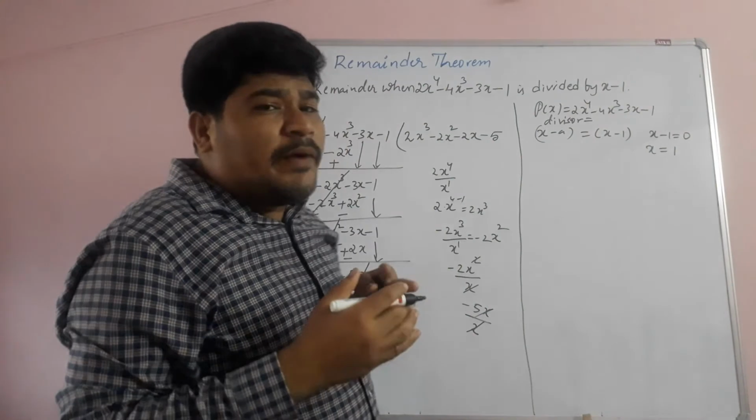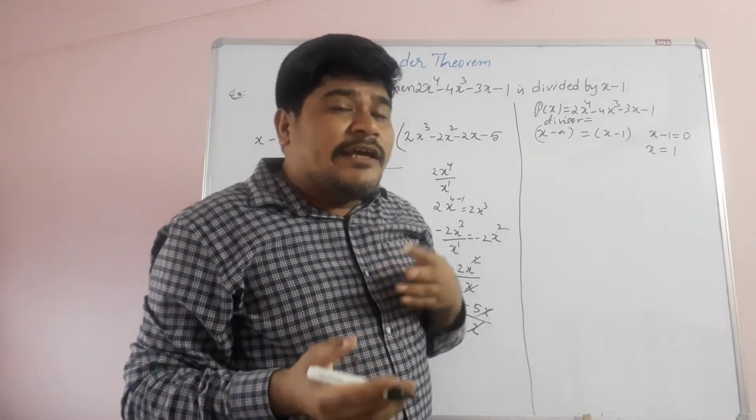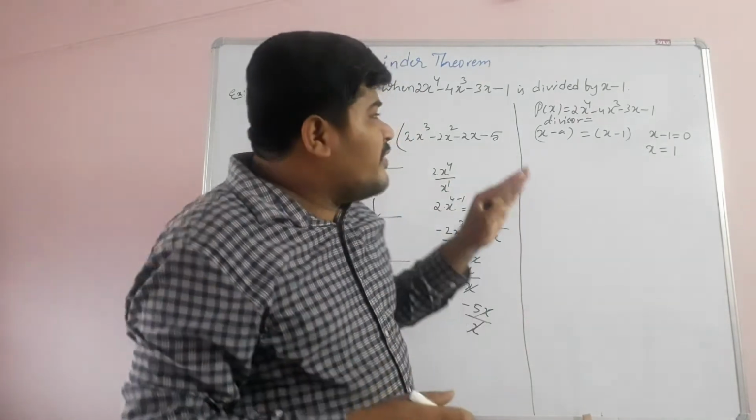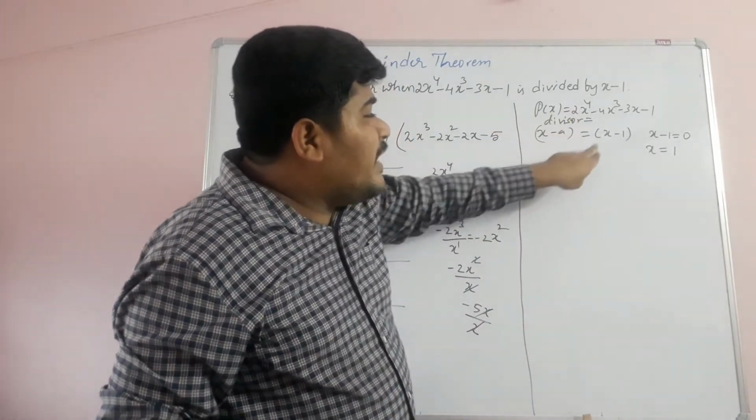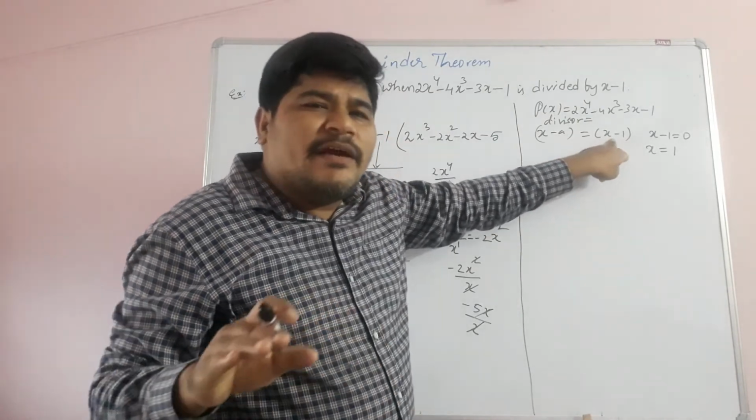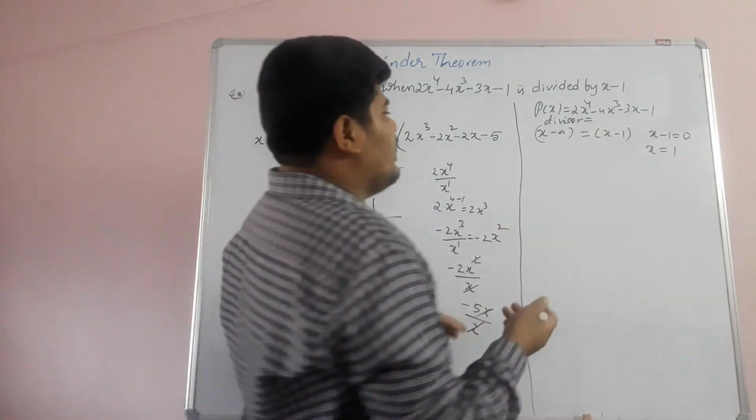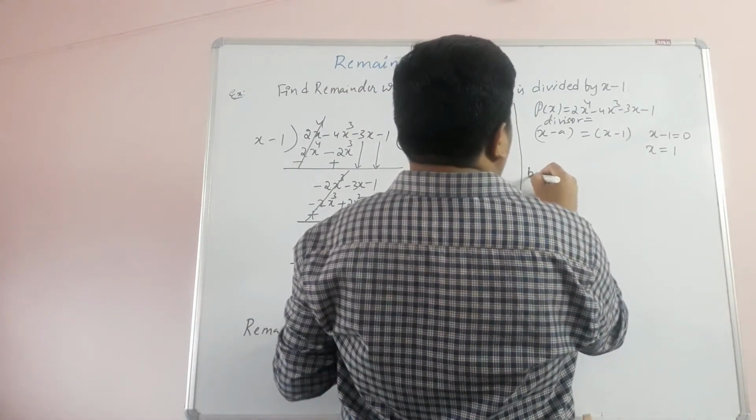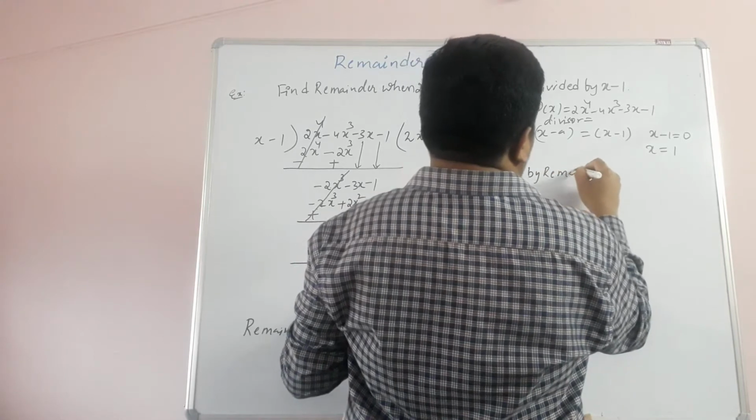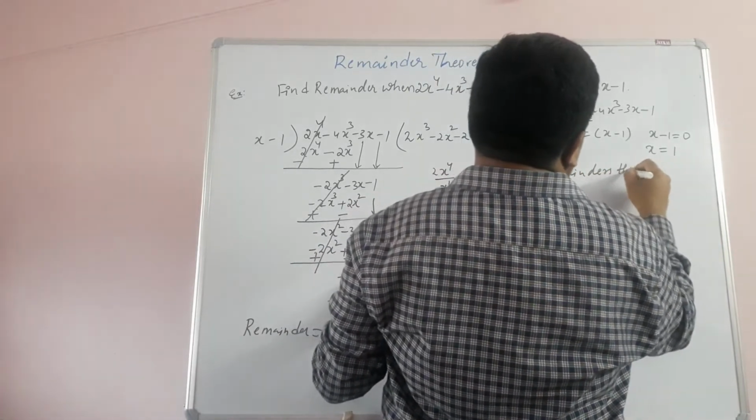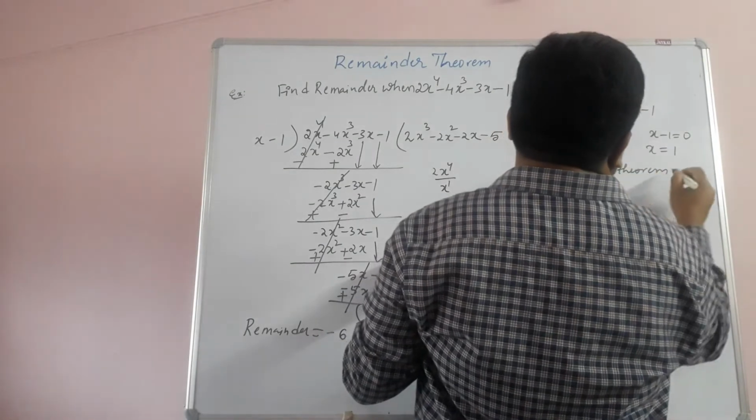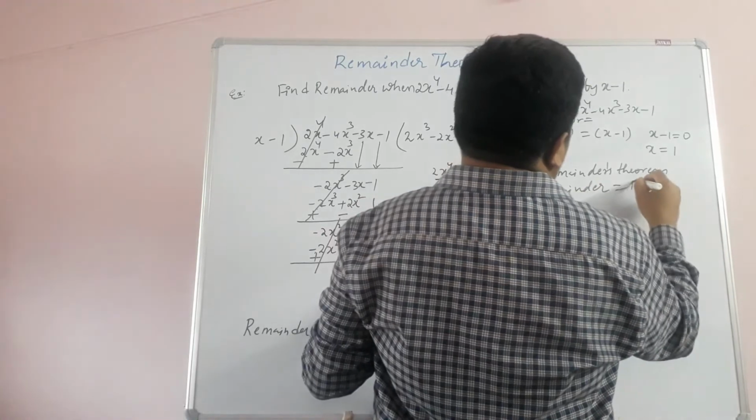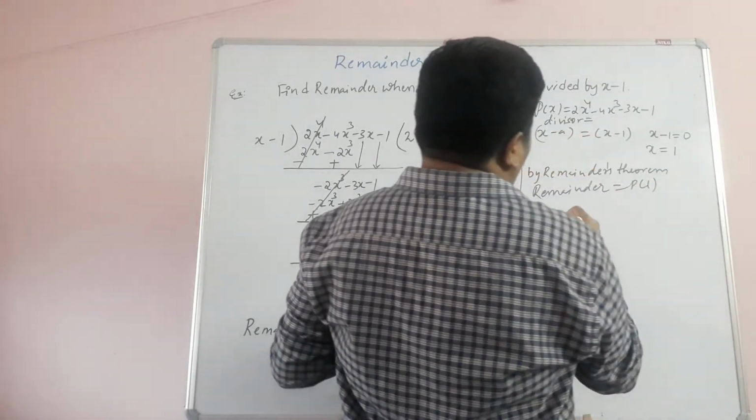So now by the remainder theorem, what is the remainder? If p of x is divided by x minus a, the remainder is p of a. So if this p of x is divided by x minus 1, then the remainder is p of 1. So here you can write x is equal to 1. By the remainder theorem, remainder is equal to p of 1. So children, we need to find the p of 1 value now.